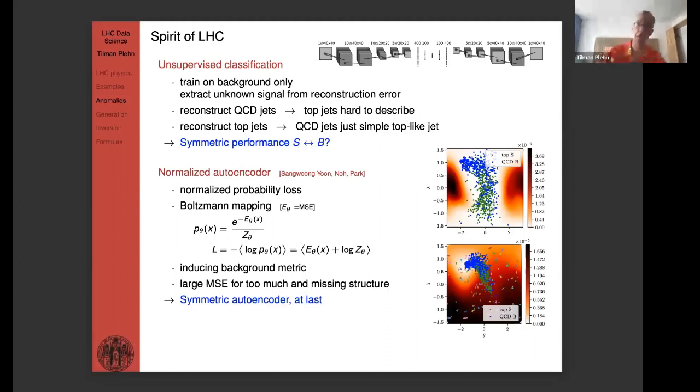So let me illustrate this here on the right-hand side with these two figures. This is our latent space. It's just a sphere that we use here, and we train the network on QCD jets, which are the blue points, and then we want to see if the tops are different. In the upper image, you see what an autoencoder does. It separates them a little bit. Somewhere in the latent space, you have the QCD background in blue, and when you go further down in one of the directions, lambda, you find more tops. So they're kind of separated, but not super well separated.